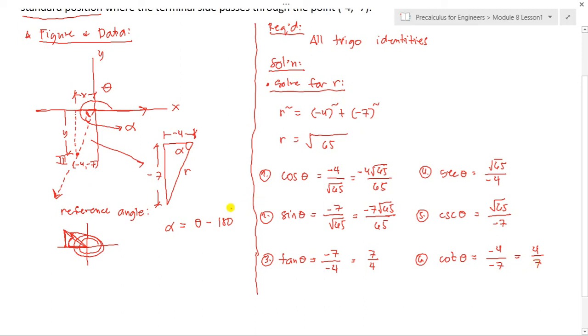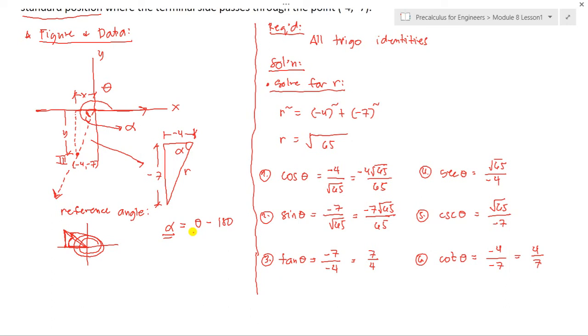So as you've noticed, sir, where do we then use this alpha too? Okay? Now, if you plug in cosine of theta is equal to negative 4 square root of 65 over 65 and then taking the arccosine. So on my calculator, arccosine of negative 4 over square root of 65, the answer is, so wait a moment, the answer is arccosine of negative 4 all over square root of 65.